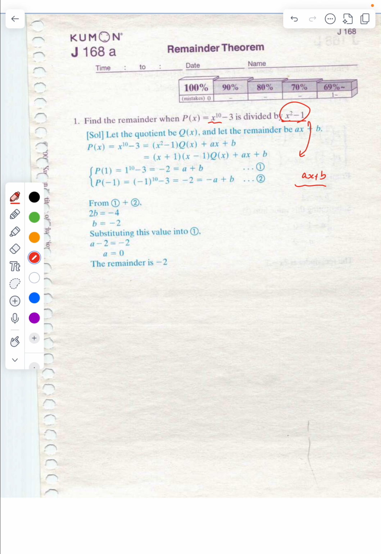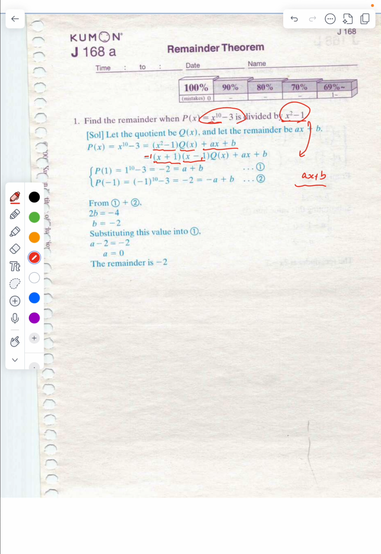Okay, so now, just like the previous question, this is my divisor, this is my quotient, and this is my remainder, pretty simply put. And then when I have x equal to -1 or x equal to 1, I substitute this into this guy over here, right? It's pretty simple because 1 to the power of 10 minus 3 is going to be -2. Another one, -1 to the power of 10 minus 3 is going to be -2 as well.